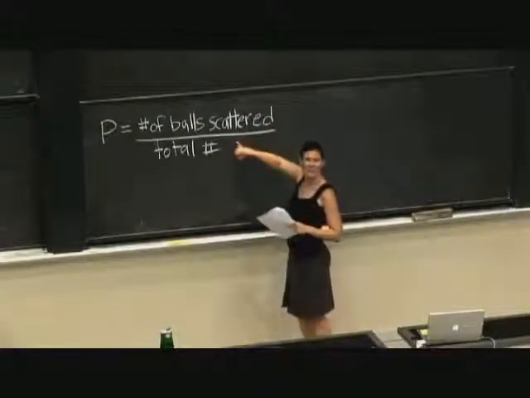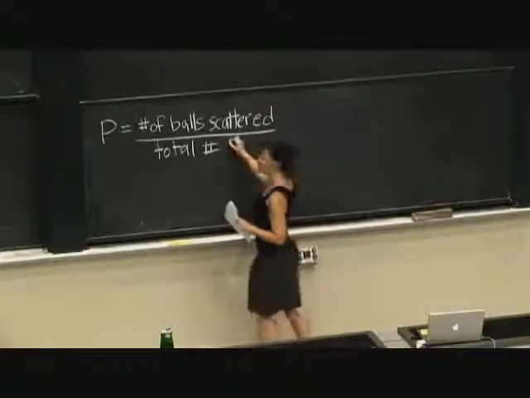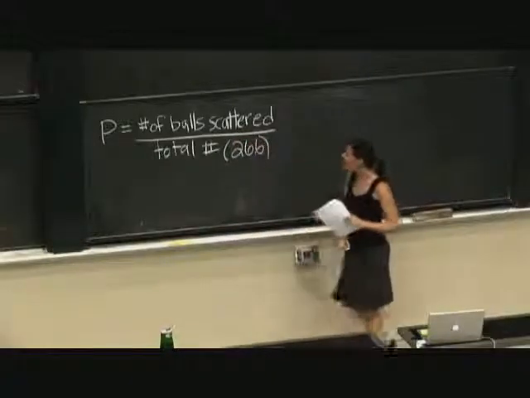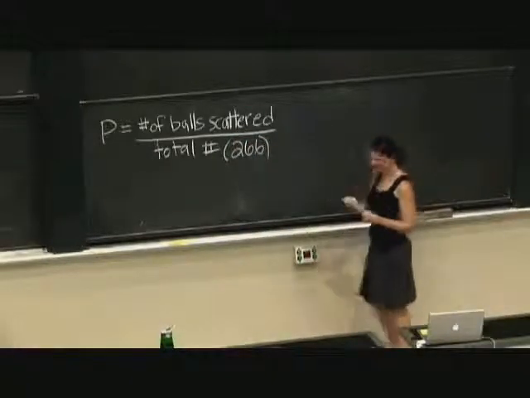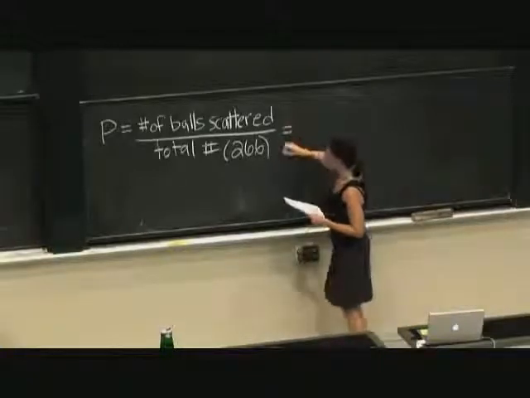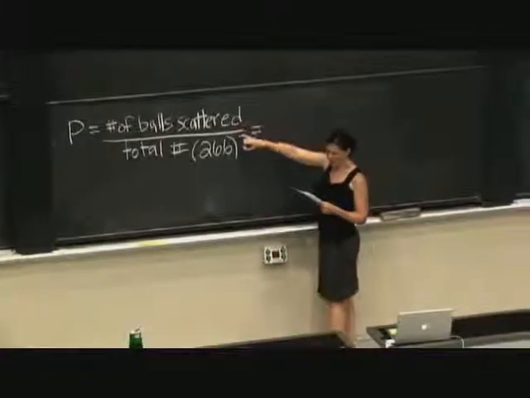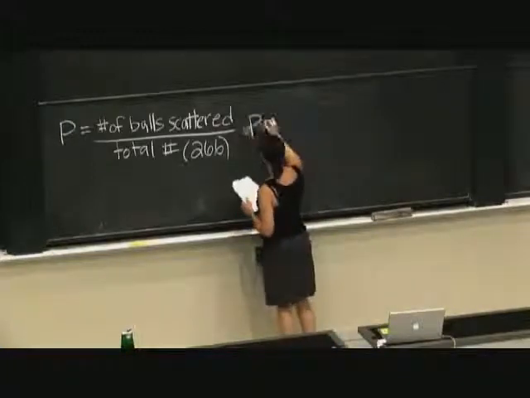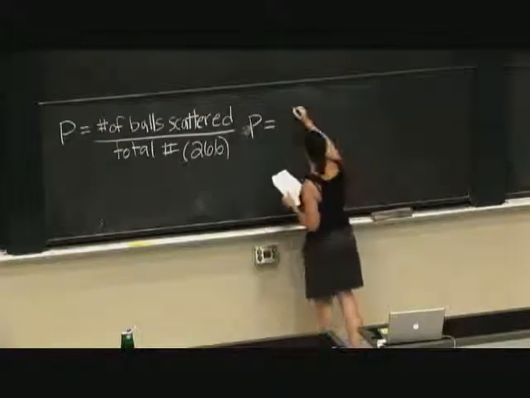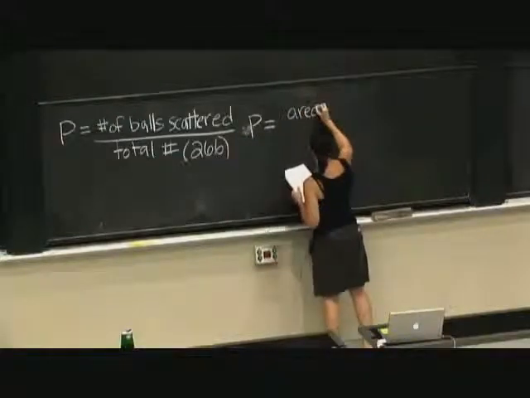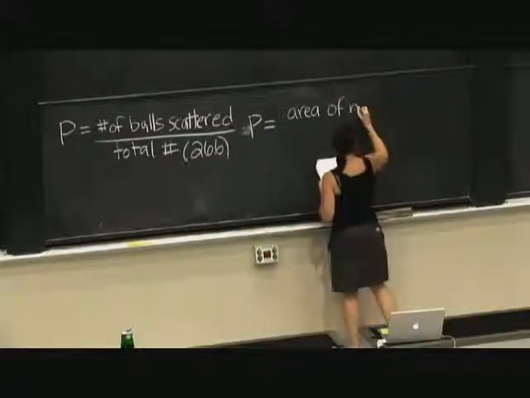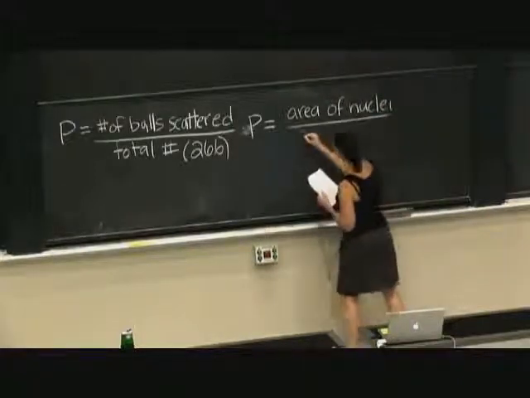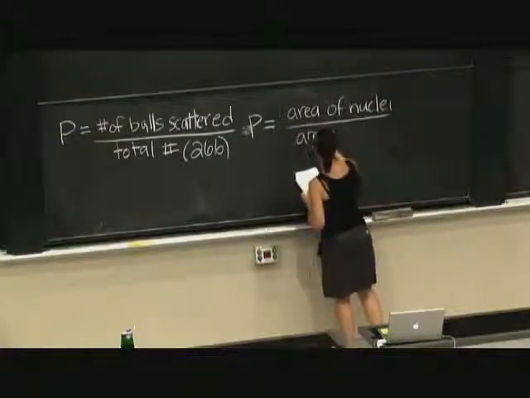So do you remember what that was? 266. Good information retention. All right. So we have the probability here. In terms of the number of balls scattered over the total, we can also relate the probability to the area of all of those nuclei divided by the total area that the atoms take up.